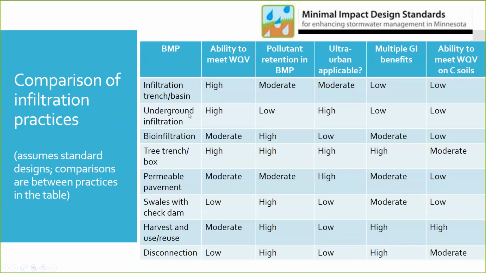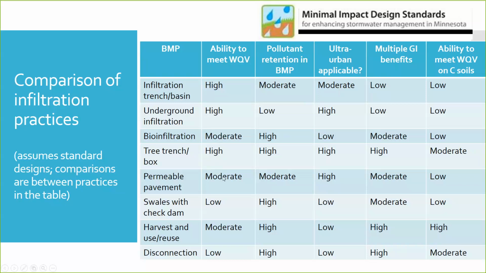Underground infiltration, of course, can be put underground and therefore works in ultra-urban settings. Tree trenches are a highly effective practice too, because they can also be made fairly deep, and generally they're going to be underground, and therefore they can take up a large area underground without taking up surface area on the land surface. Bioinfiltration is rated as a moderately effective practice, primarily because its depth is limited to 1.5 feet to protect the vegetation in the system.